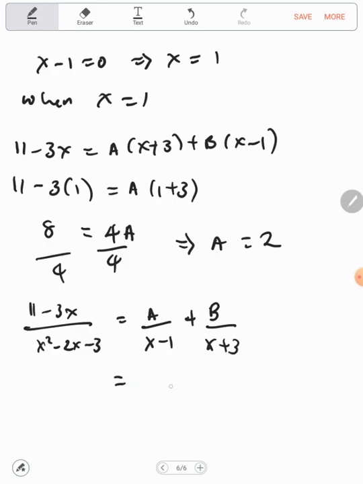Our a was what? 2. Over x minus 1. And our b is a minus, so we can put a minus there. 5 over what? X plus 3. And there we have it. We have resolved our given function into partial fractions.